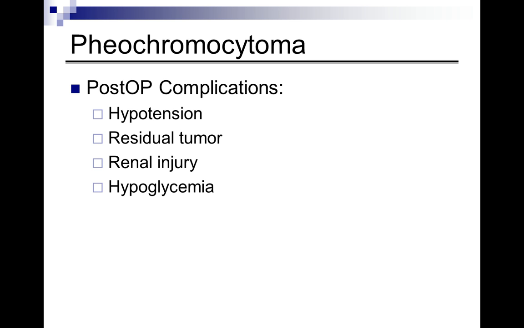Postoperatively, we most commonly see hypotension now that their catecholamine secreting tumor has been released. But there can be residual tumor, and so we should be on the lookout for additional paroxysms of catecholamine secretion. Patients may also have renal injury, and we should be watching for that. And many of these patients develop hypoglycemia.